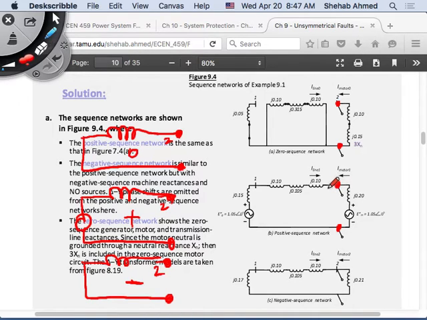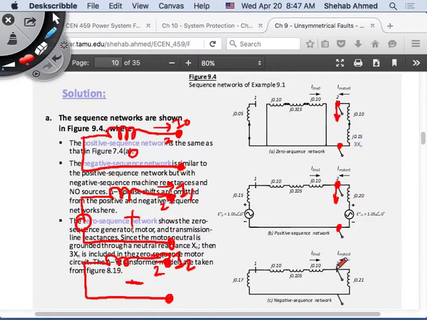And then what will I do? Then I have to go and check out what the fault is. The fault will decide how I connect these up, right? But at the end of the day, I will be able to find I0, I1, and I2. Right? These are the zero, positive, and negative sequence currents. Where? Here.